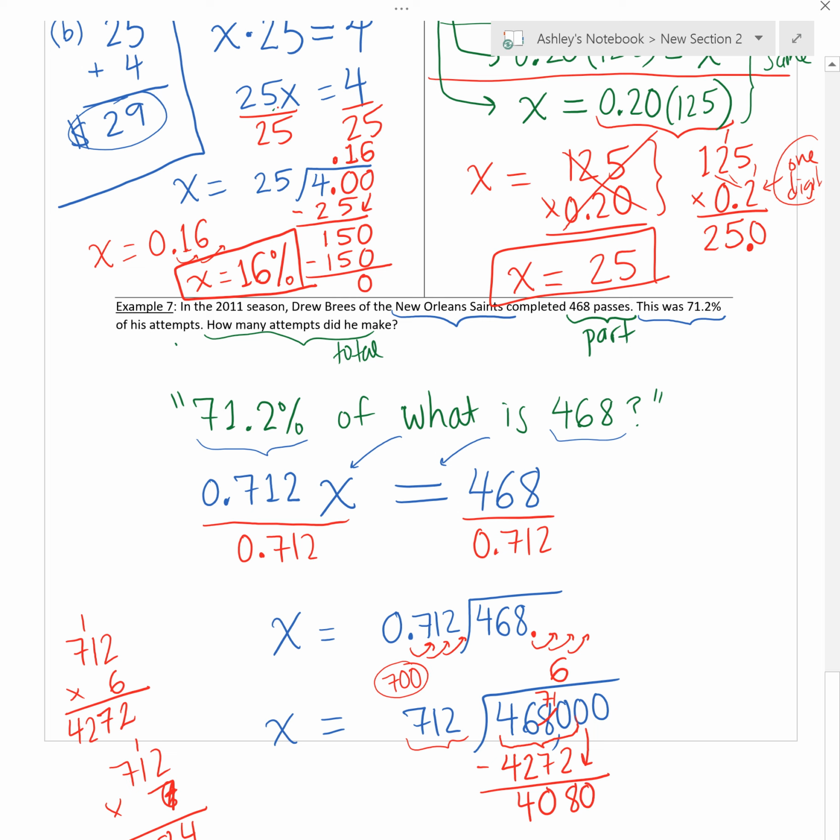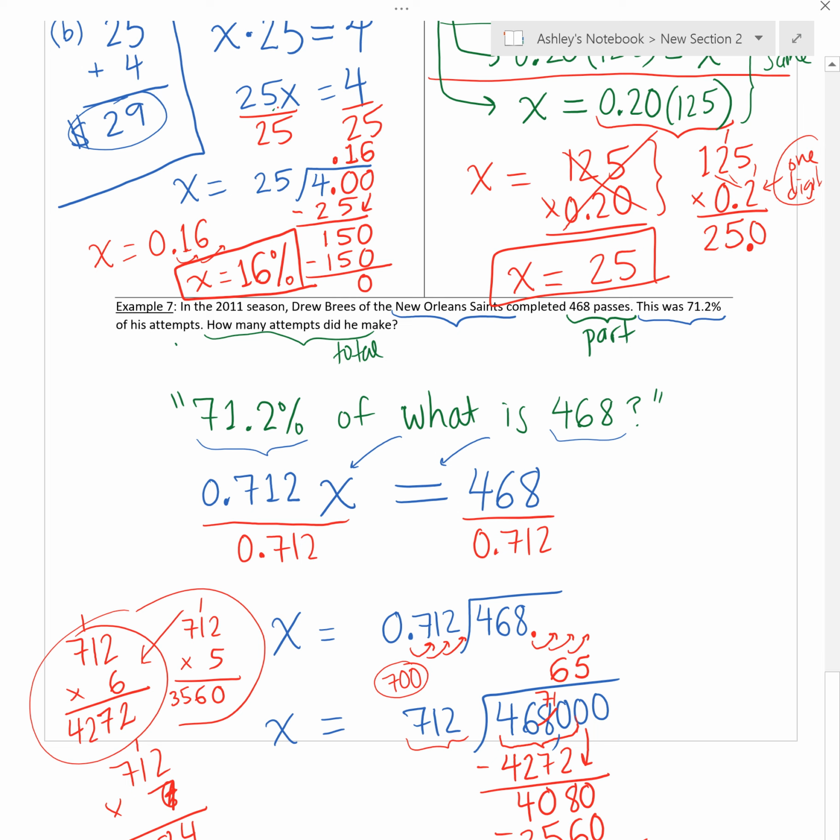So now I'm dividing 712 into 4080. I look over at what I already have. I multiplied 712 by 6, and I got 4,272, which is a little bit too big. I'm going to try one less than that. How about 712 times 5? 5 times 2 is 10. Carry the 1. 5 times 1 is 5, plus 1 is 6. 7 times 5 is 35. I think that's going to be as close as we're going to get. So I'm going to try 5 here. 5 times 712 is 3,560. And then subtract these.